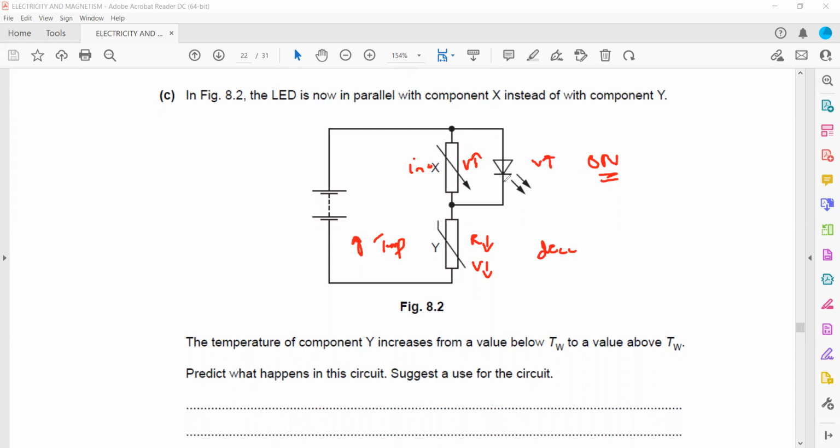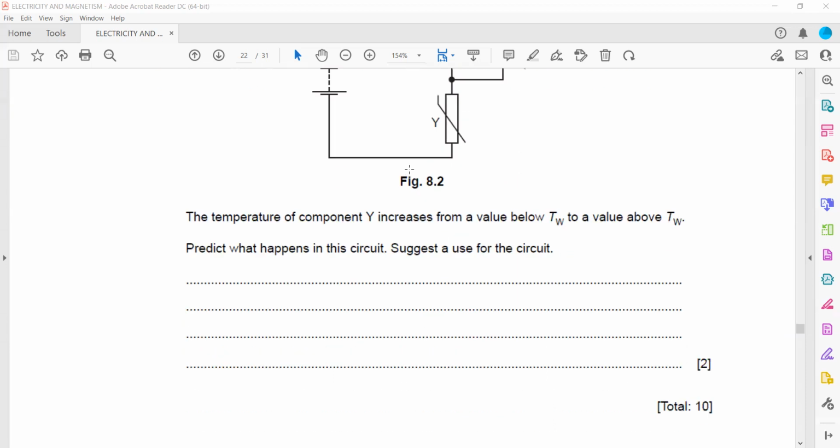And the reason is because there is more voltage across the variable resistor, so more voltage across the LED. And an application of this circuit is that it can be used as a sensor to identify a high temperature, or when the fuel temperature increases.